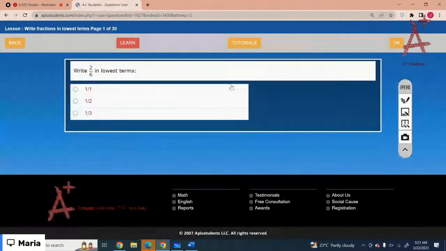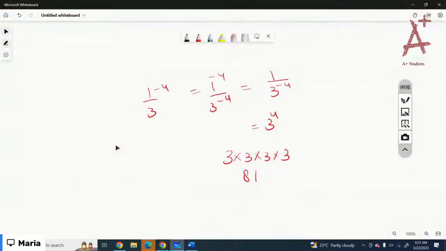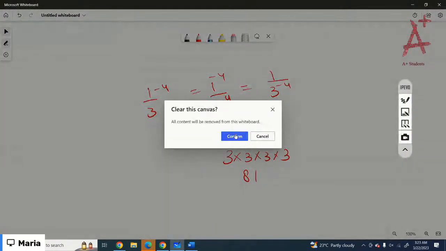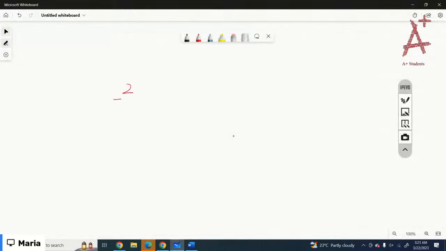Write 2 by 6 in lowest terms. So you have to write it in lowest terms. So think of the greatest number that can divide both numerator and denominator. Yes, we have, that is 2. So let's just divide them by 2. So 2 times 1 is 2 and 2 times 3 is 6. So it would be 1 over 3. Got it? So the correct option is 1 over 3.